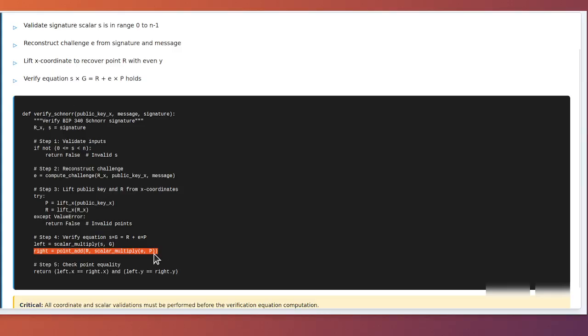If the left side equals the right side, meaning both the X and Y coordinates match, then the signature is valid and we return true. If the points don't match, the signature is invalid and we return false. This verification equation is the mathematical heart of why Schnorr signatures work, as it cryptographically binds together the nonce, the challenge, the public key, and implicitly the private key through the relationship established during signing.